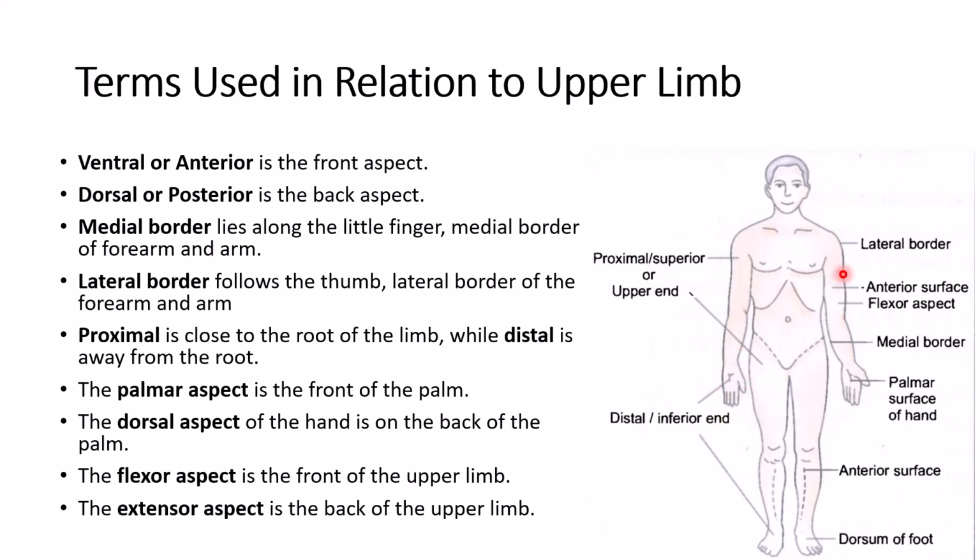Then the flexor aspect, you can see here anteriorly all flexor muscles are present in the upper limb. So the front of the upper limb is the flexor aspect, whereas the posterior side is the extensor. All the extensor muscles are present on the posterior surface, so that surface is called the extensor aspect. Okay, so flexor and extensor, it is opposite to that in the lower limb.